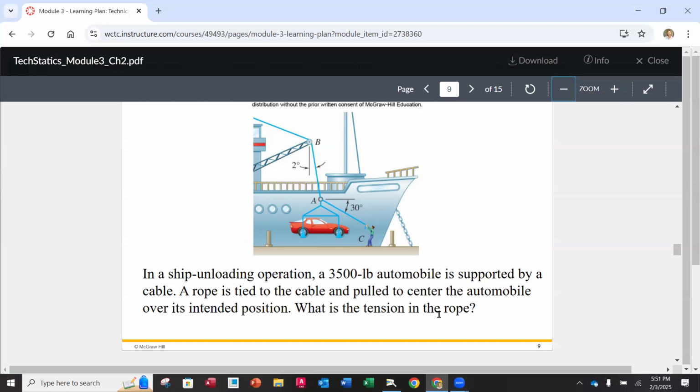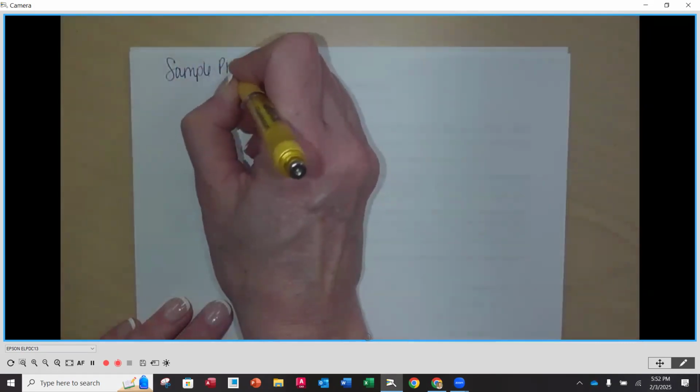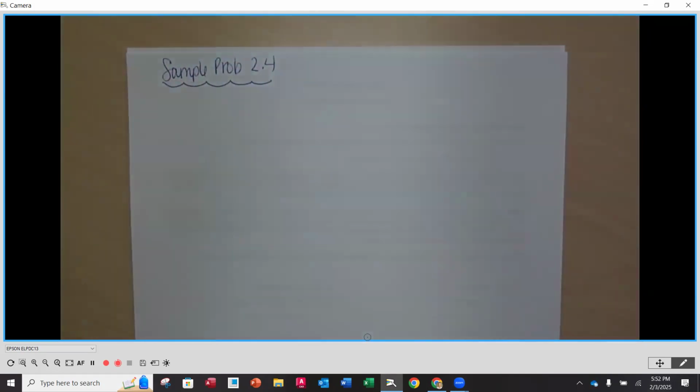So what we're going to do is start by drawing a free body diagram, and we're going to focus on point A, because that's where the cable and rope come together. Okay, so I am going to go underneath my camera here, and this is going to be our first practice problem that we're going to be working on. So we'll solve this one together. So this is sample problem 2.4.